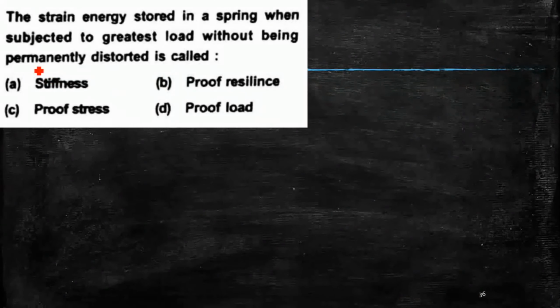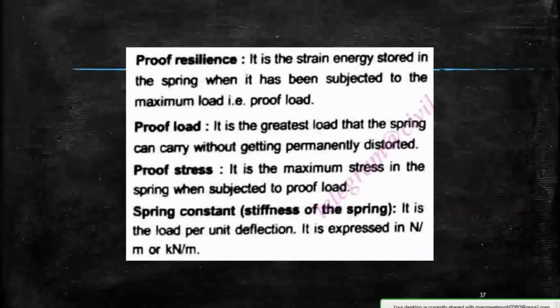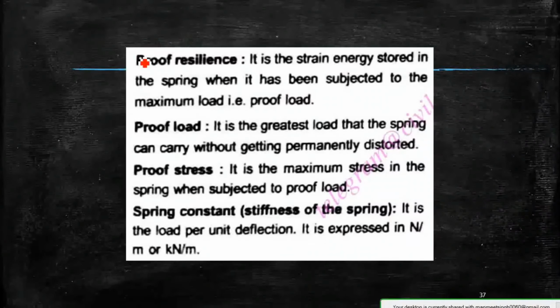Next question, we have the strain energy stored in the spring when subjected to the greatest load without being permanently distorted. Without being permanently distorted means it is within elastic limit. So within elastic limit, proof resilience is the correct answer. From this we can check the definitions, like what is proof resilience, what is proof load, proof stress. You can just pause the video and go through it once.